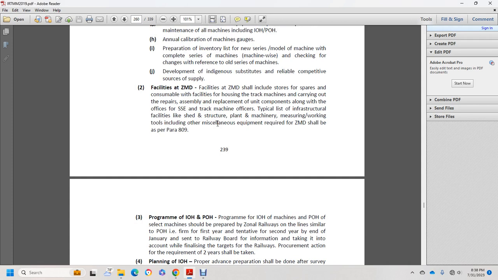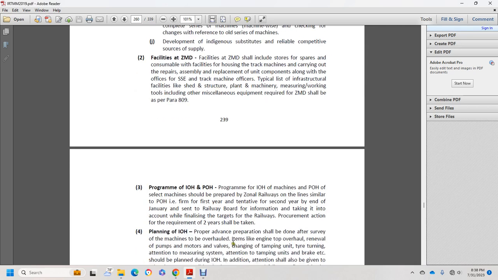Program of the intermediate and periodic overhaul. Periodic overhaul: the zonal railway shall prepare the program of periodic overhaul for machines from the first year to the second year by the end of January and send it to the railway board. This information should be taken into account while finalizing the target of the railway procurement action for the requirement of two years.